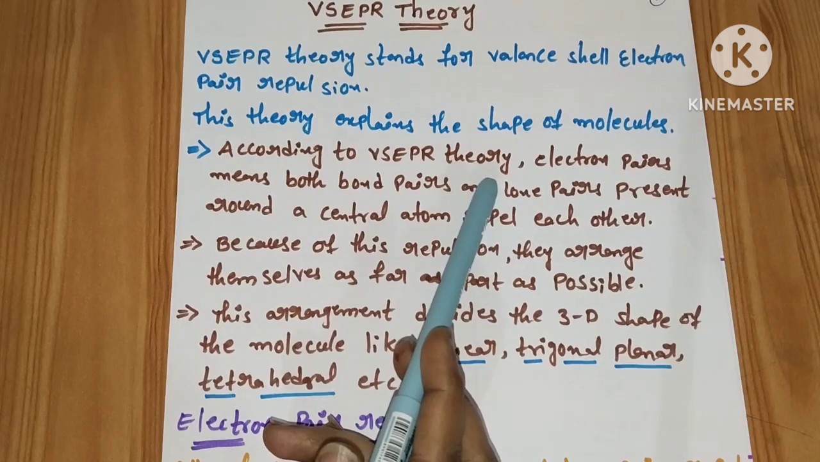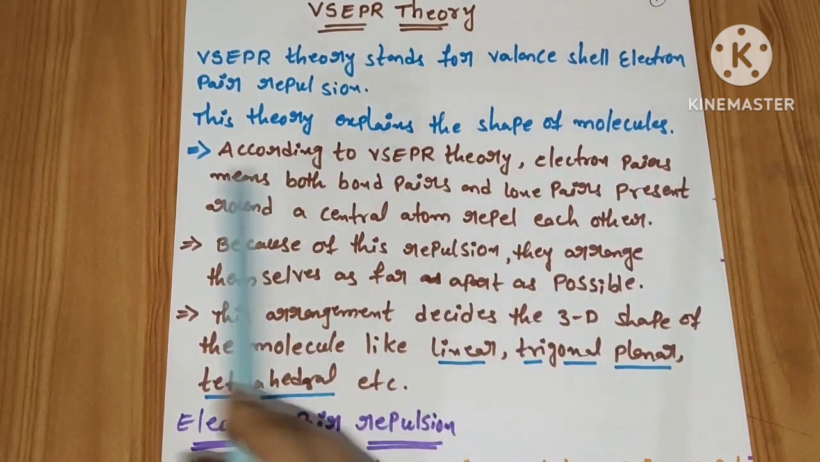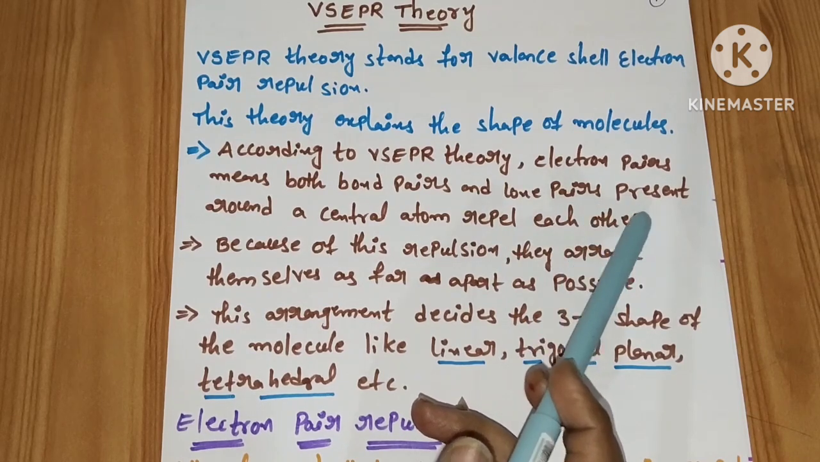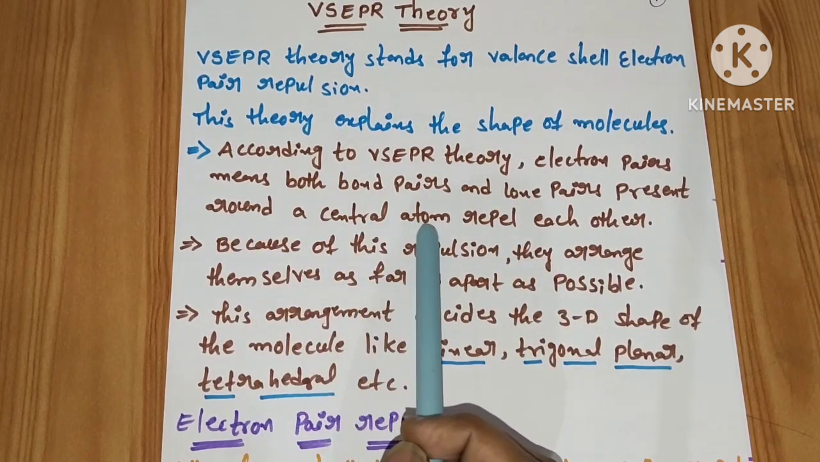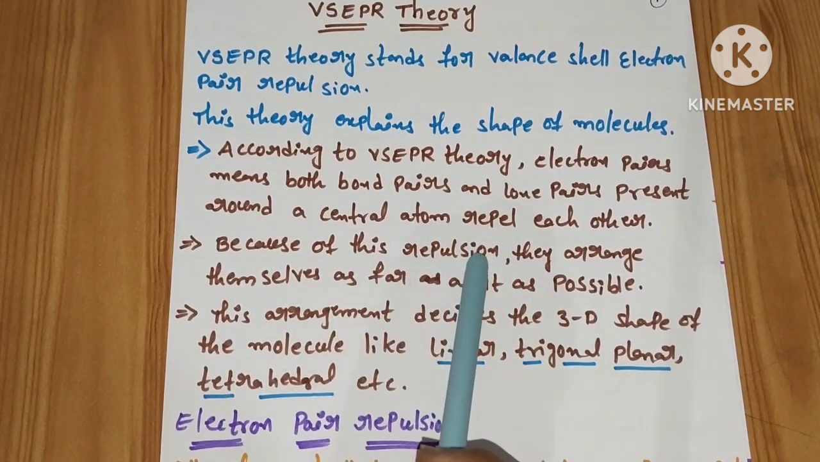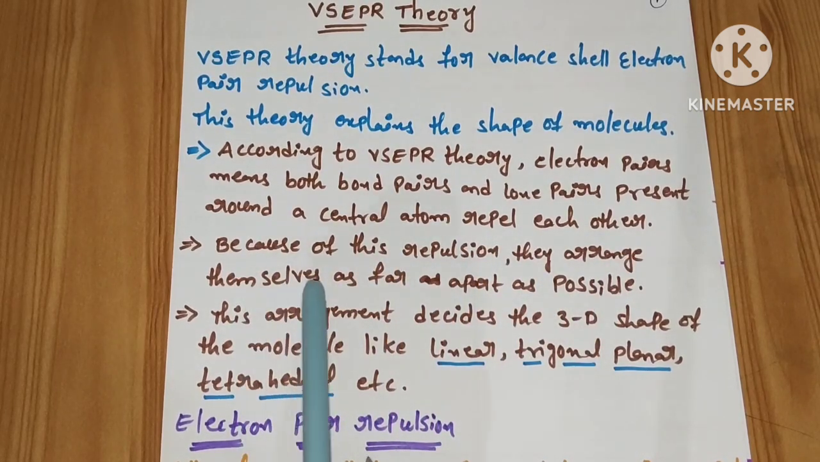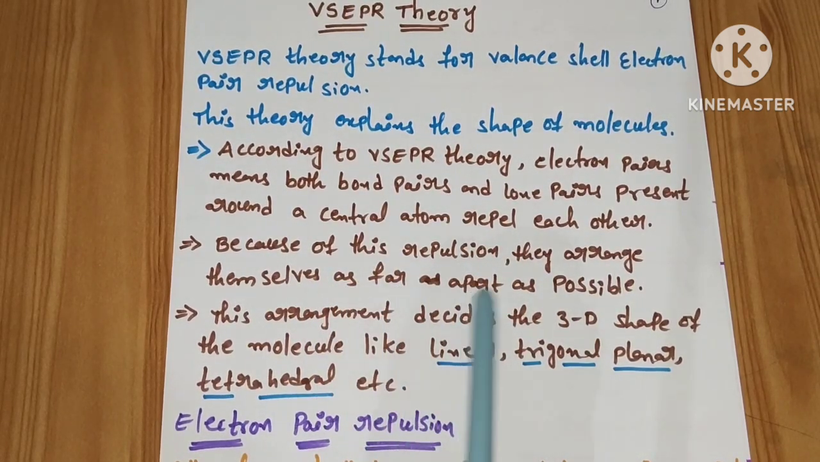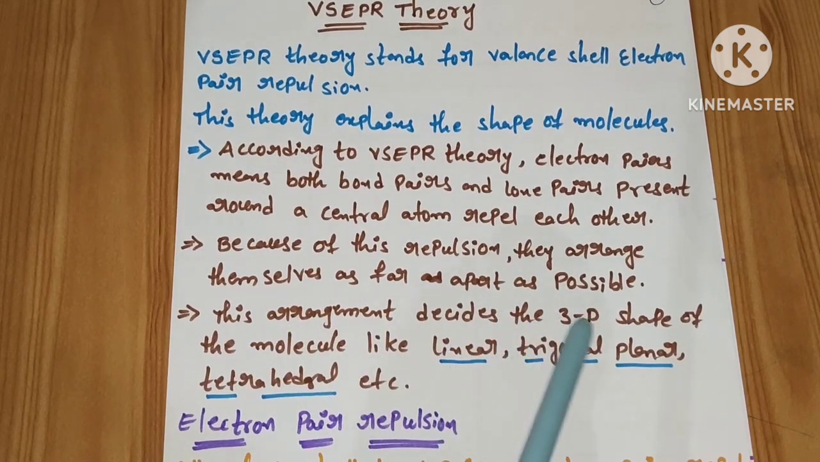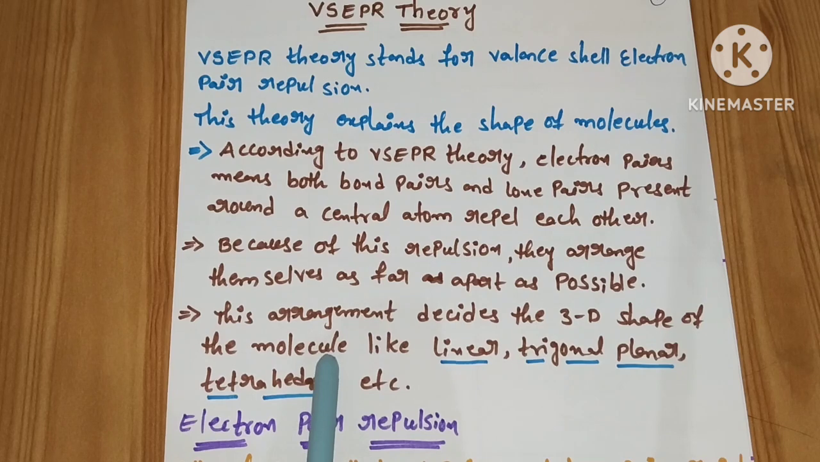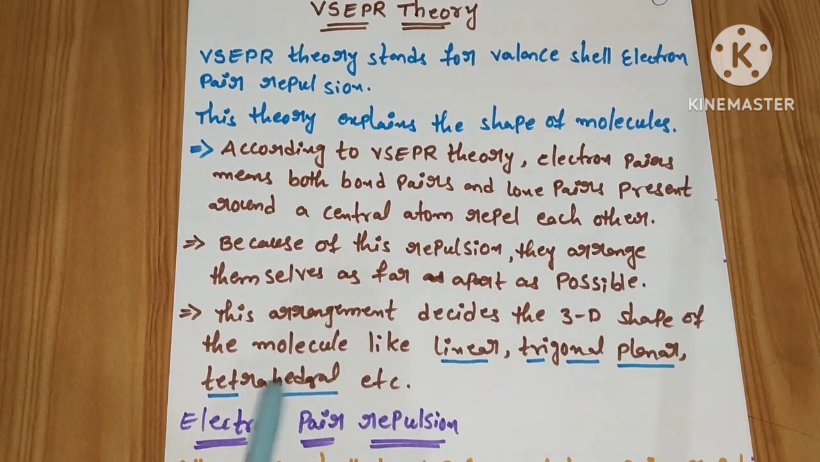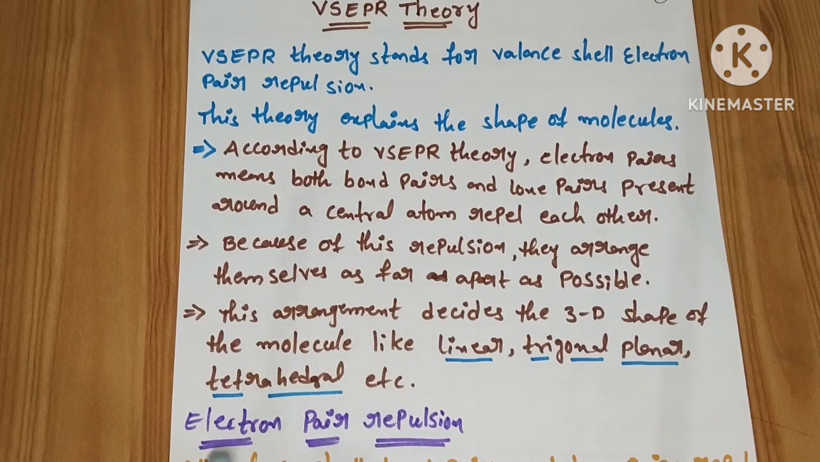According to VSEPR theory, electron pairs, meaning bond pairs and lone pairs present around a central atom, repel each other. Because of this repulsion, they arrange themselves as far apart as possible. This arrangement decides the 3D shape of the molecule, like linear, trigonal planar, tetrahedral, etc.